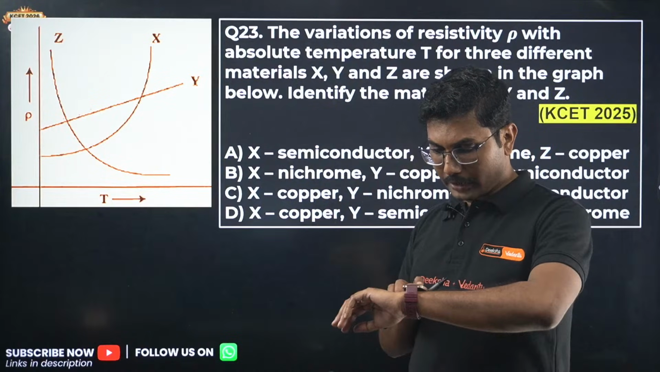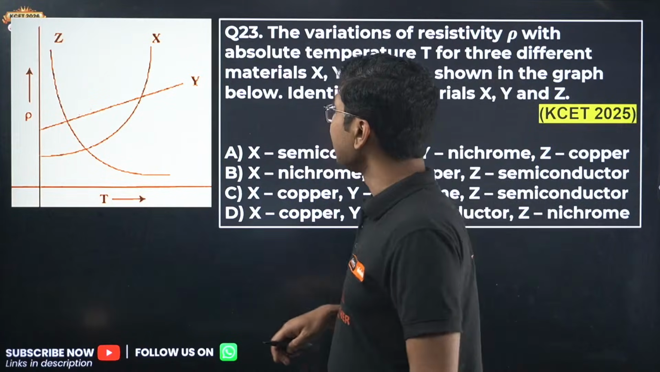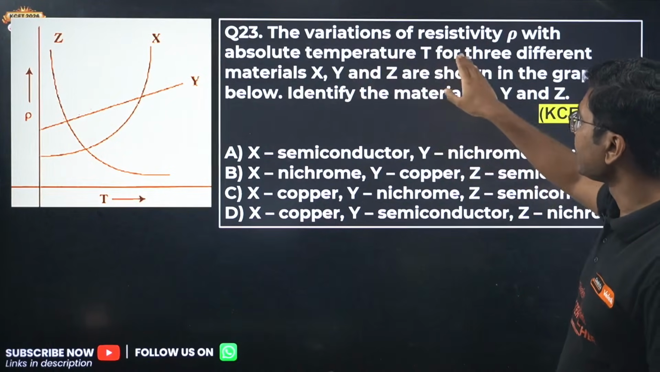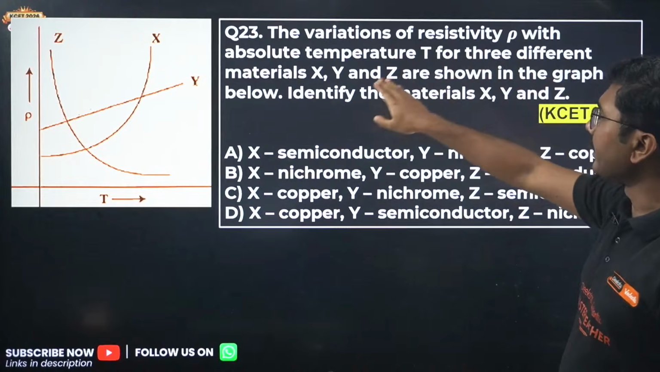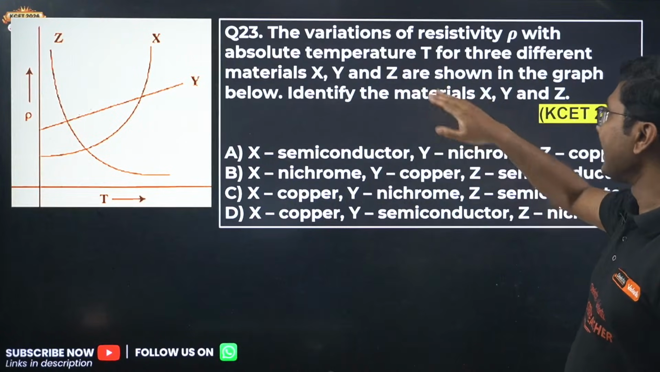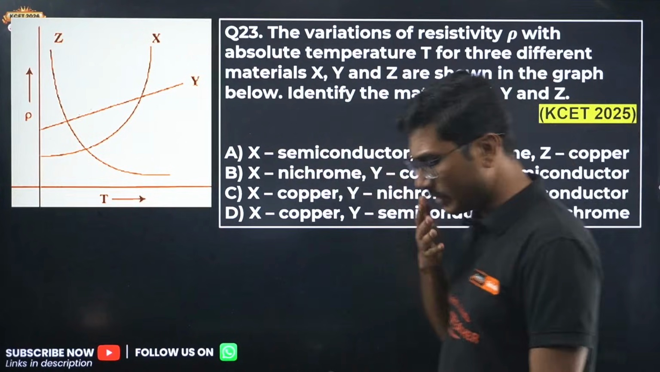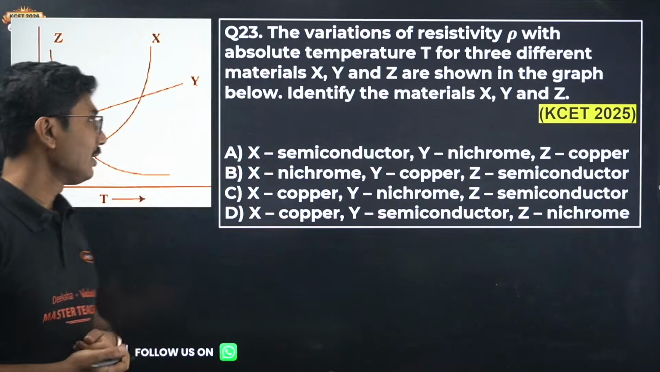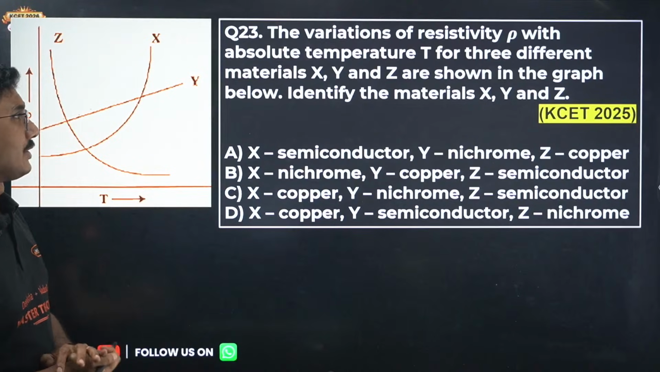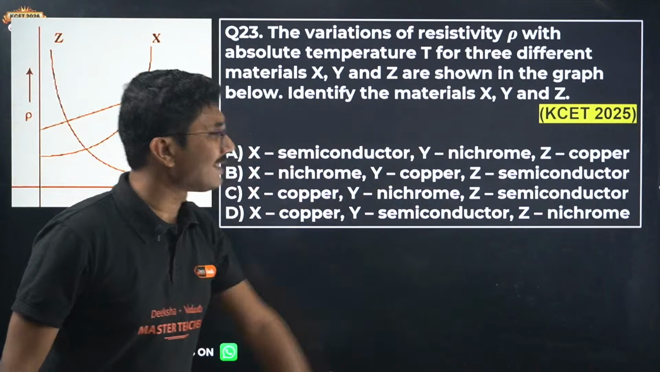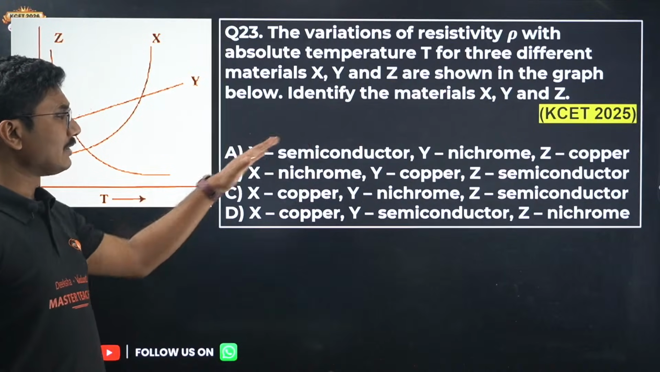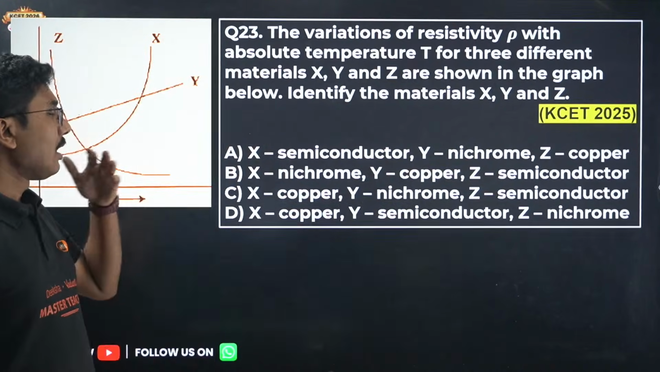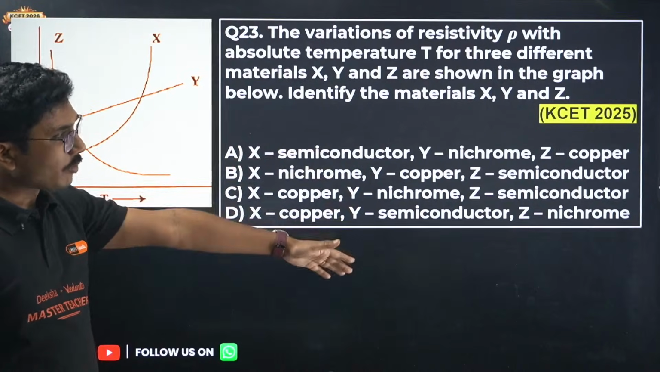textbook. Okay. Now let's see the variations of resistivity rho with absolute temperature T for 3 different materials X, Y and Z are shown in the graph. I have discussed the similar question in my Masterstroke lecture. So let's see how many of you can answer this. Identify the materials X, Y and Z. X equals to semiconductor, Y is equals to nichrome, Z equals to copper. X equals to nichrome, Y is copper, Z is semiconductor.